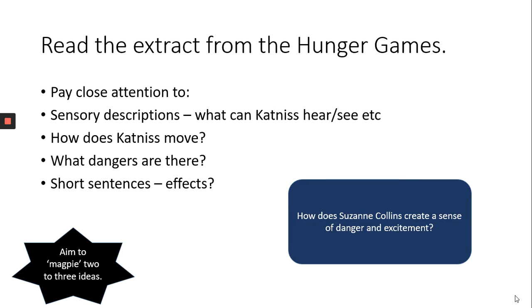So we're going to read an extract from the Hunger Games. This is a trilogy that I've really enjoyed reading, and I quite like the films as well. I want you to pay close attention to sensory descriptions. What can Katniss hear? What can she see? Things like that. How does she move? What dangers are there? The effects of the short sentences in the extract. And I want us to think about how she creates a sense of danger and excitement in this very short extract.